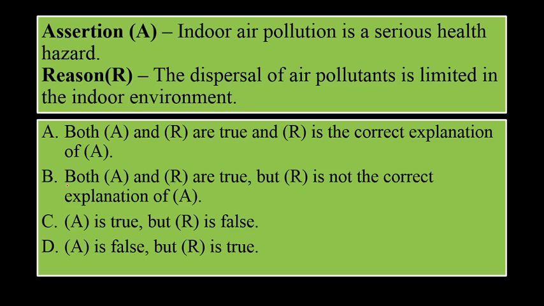We have an assertion and reason in which assertion says indoor air pollution is a serious health hazard. This is a true thing. Then the reason says the dispersal of air pollutants is limited in the indoor environment. So जो indoor environment है उसके अंदर air pollutants का जो dispersal है वो बहुत ही limited होता है, क्योंकि एक बंद जगह में वो अच्छे से disperse नहीं हो पाते. So both assertion and reason are true and the reason is the correct explanation of A, कि dispersal अच्छे से नहीं हो पाता है, इस वजह से indoor air pollution एक serious health hazard बन जाता है. So option A is the correct answer.